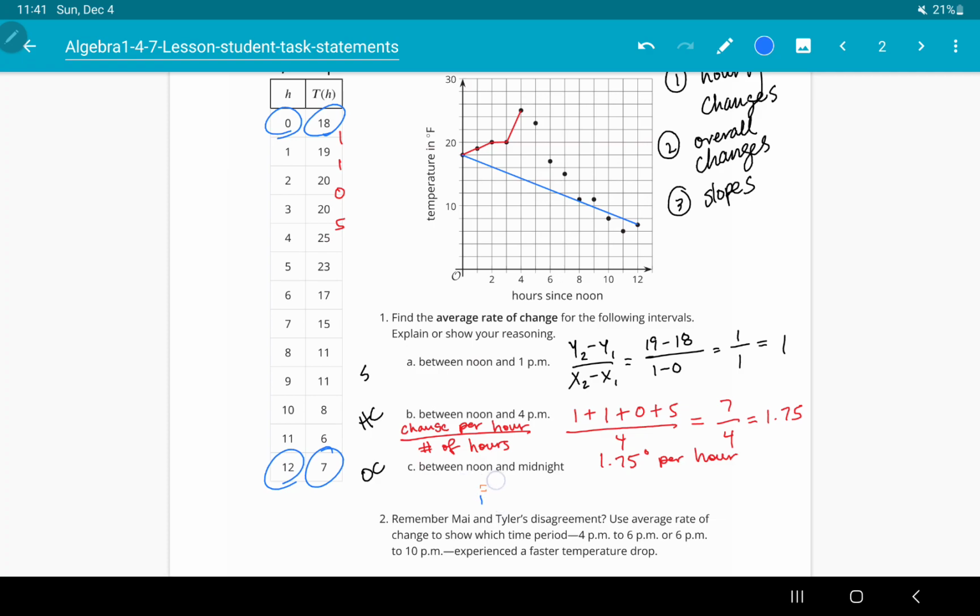So I'll put here, actually, let's do this. Total change over number of hours. So our total change was negative 11 degrees. We're dividing that by 12 hours. And so we get negative 11 over 12, or that's approximately negative 0.92. And that's degrees per hour. Oh, and this is degrees Fahrenheit.